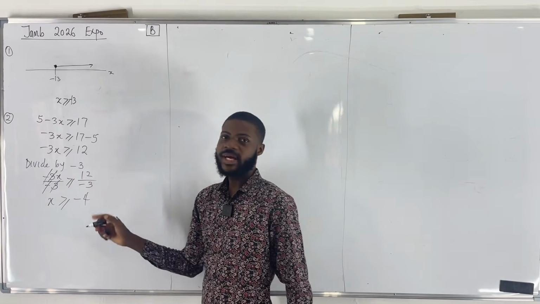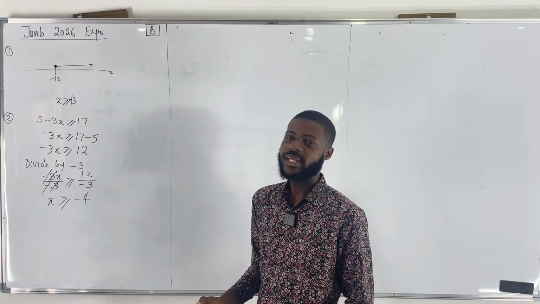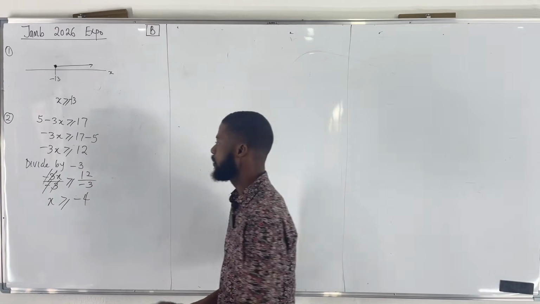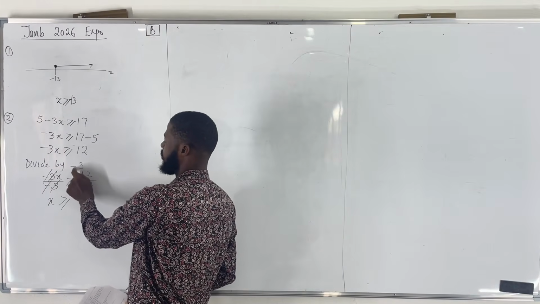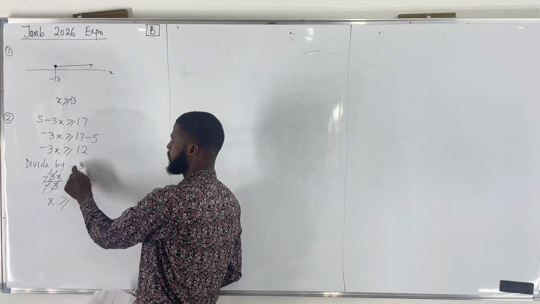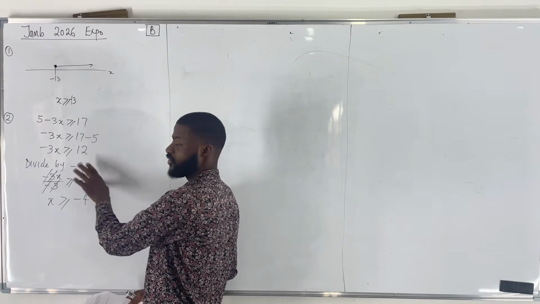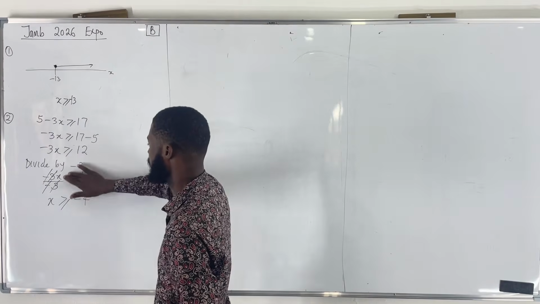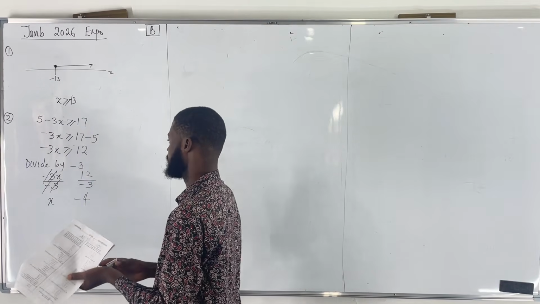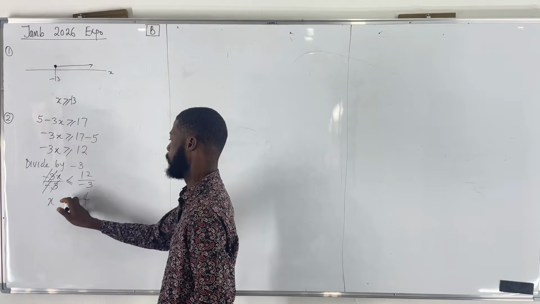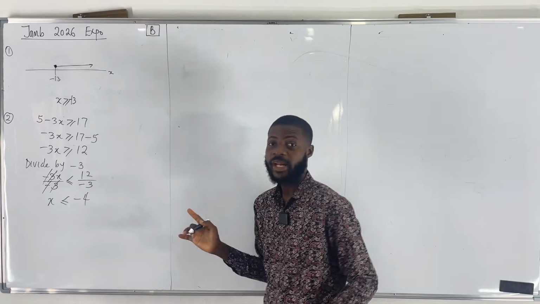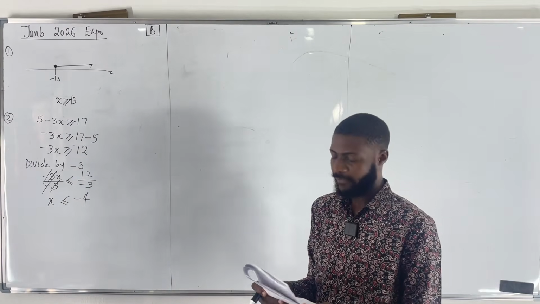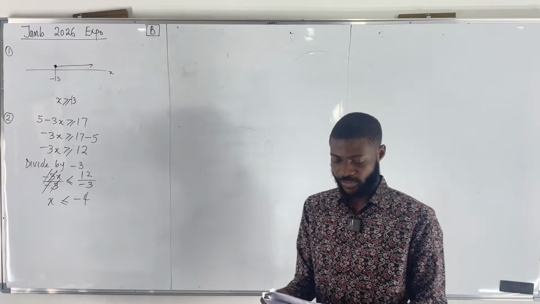Now, I know that a student will solve it this way, but then there's a trick about inequalities. Whenever you divide by a negative number, always change the sign. So this sign ought to be changed. So if you solve it like this, you're going to be wrong. So what you have to do is to remember to always change the sign. So this will be less than or equal to, because I divided by a negative number. Let's go to the next question.